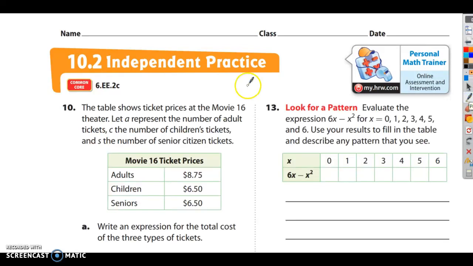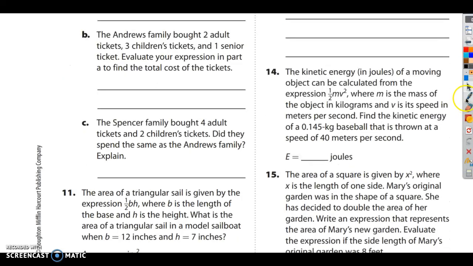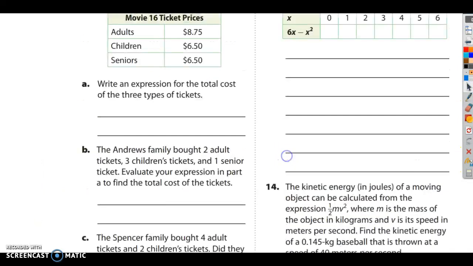This is page 273. This is the lesson 10.2 independent practice. We're going to do everything on this page except for number 14. If you'd like to right now, go ahead and look ahead to number 14. You can write the word skip right here. We're going to skip this one. That's the only one though. We're going to try all the rest of the problems. All right, let's check them out.